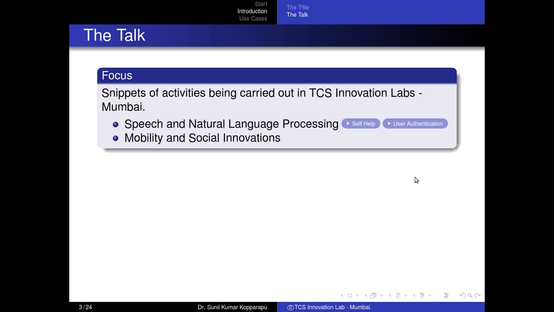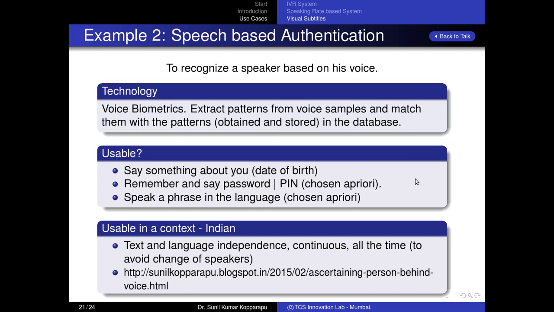Now let's go back to another example. The second example is again in speech terminology, and in this case I'm going to speak about speech-based authentication. The technology is very simple: voice biometrics, which extracts patterns from voice samples and then matches them with patterns which already exist in the database for the same person. So you speak to a machine, and the machine says, hey, I recognize you because your patterns match the patterns that I have about you.